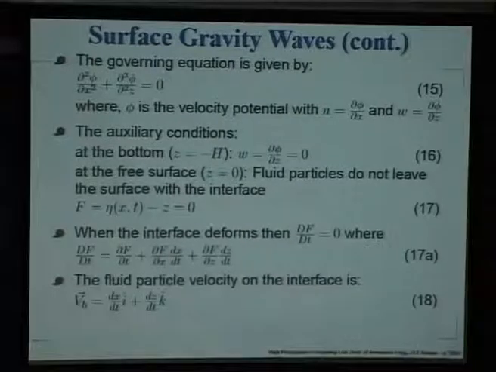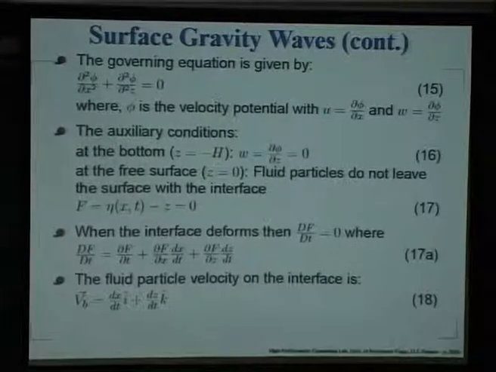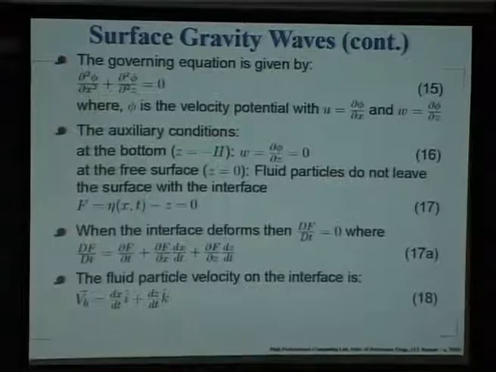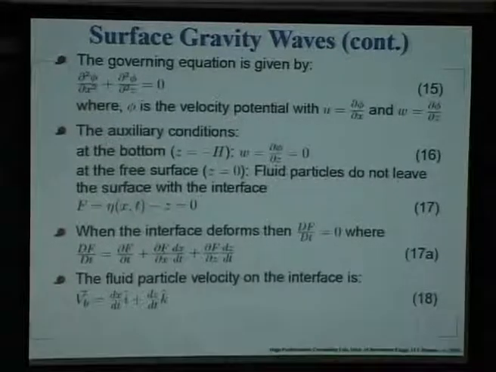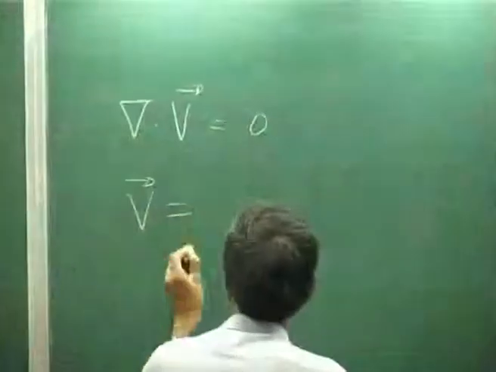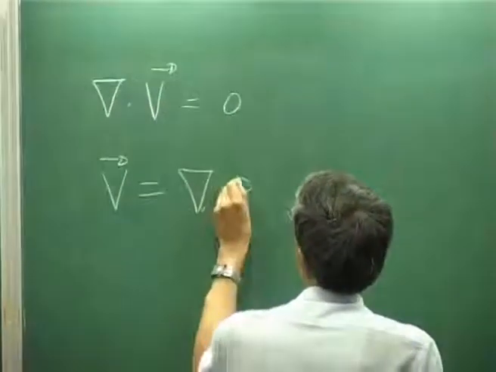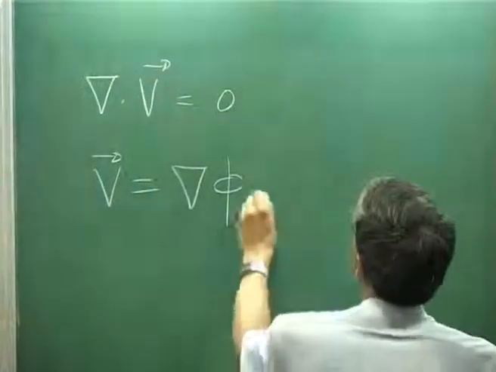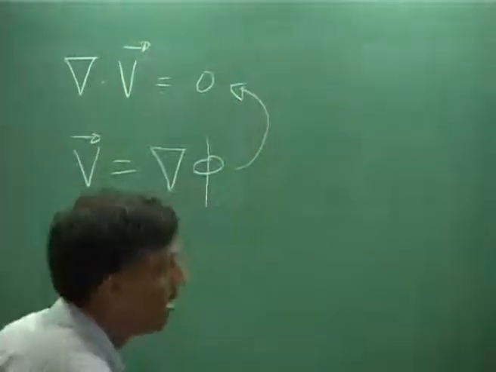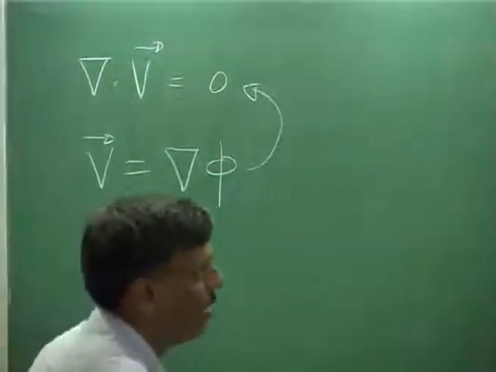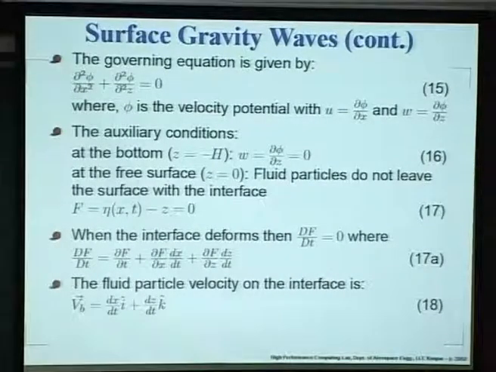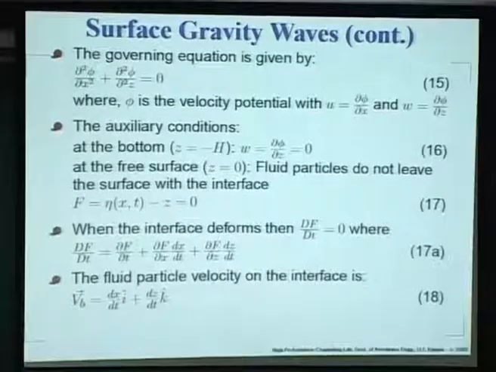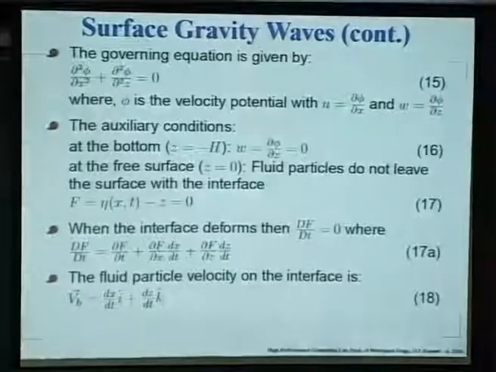The governing equation here comes from the mass conservation equation, that is del dot V equal to 0, where V is essentially, for an irrotational flow, we can write it as a gradient of a potential phi. So you get equation 15. The Laplacian of phi in that xz plane is going to be 0, and the velocity, as I noted here, the components are given as the x component del phi del x, and the z component is del phi del z.